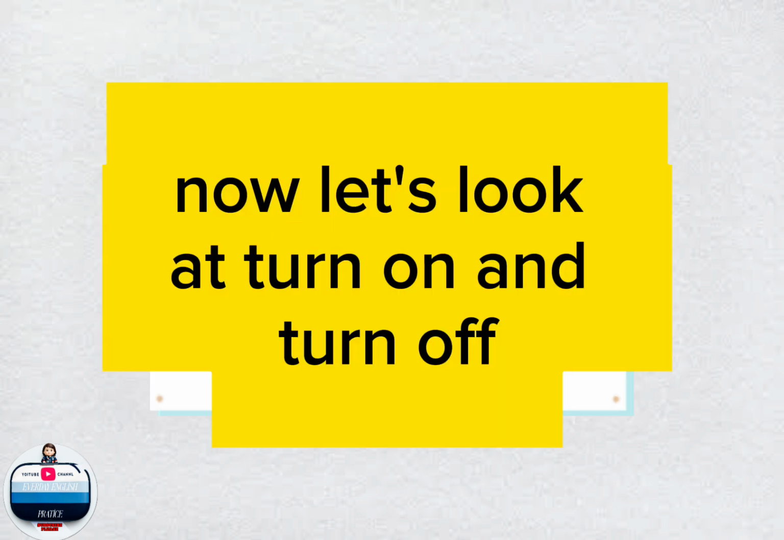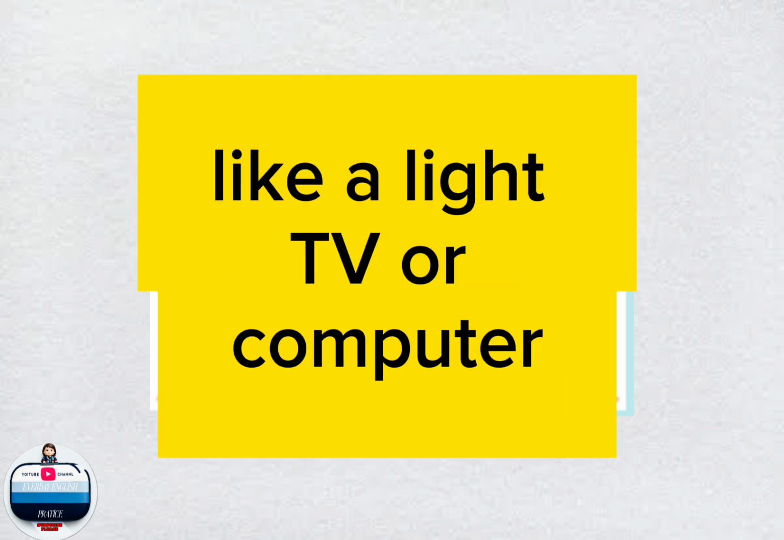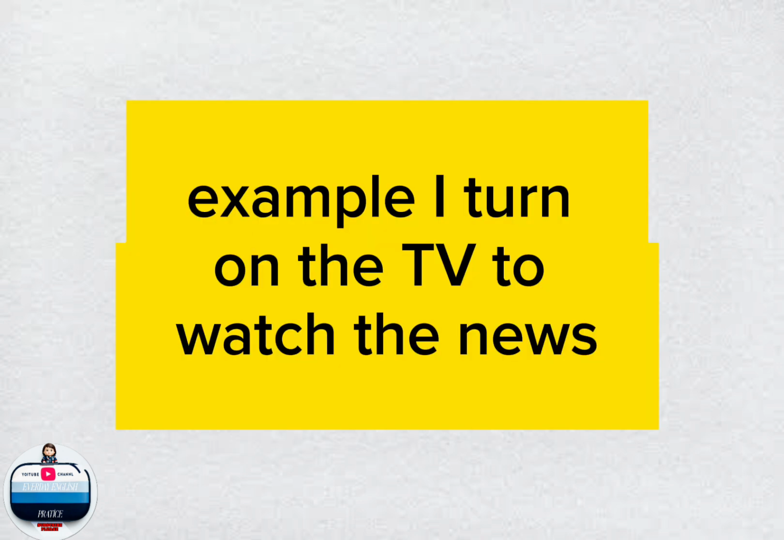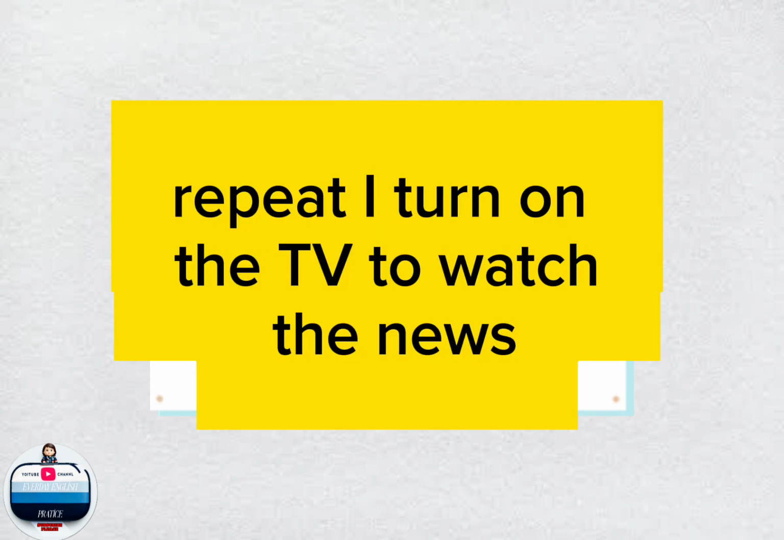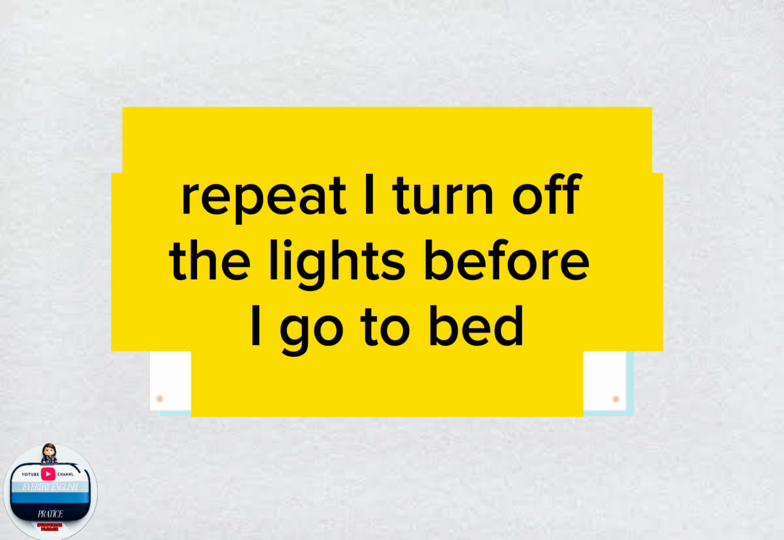Now, let's look at turn on and turn off. These are used when you want to start or stop something like a light, TV, or computer. Example, I turn on the TV to watch the news. Repeat. I turn on the TV to watch the news. Example, I turn off the lights before I go to bed. Repeat. I turn off the lights before I go to bed.